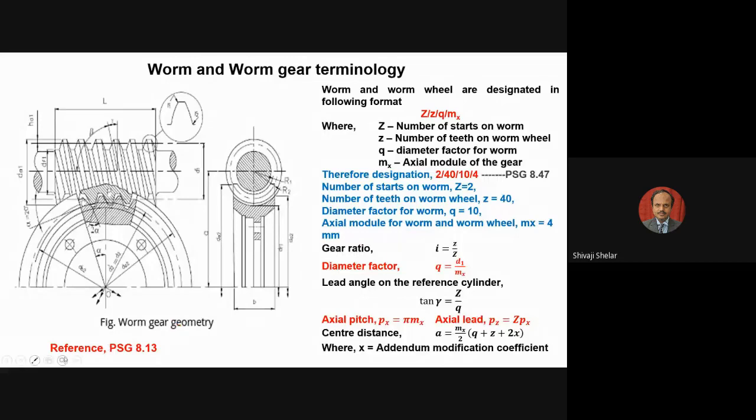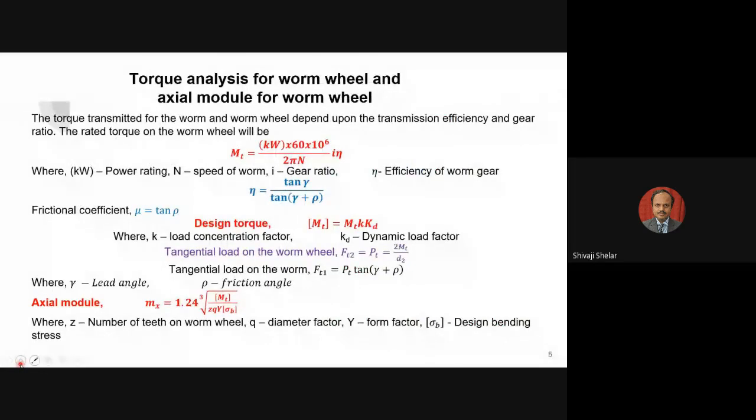Let's go to the further calculation, how we can use this terminology in the design process. Now we are going for the force analysis, torque analysis. Let's understand how we do the torque analysis in the worm and worm wheel, for the worm wheel and axial module. How do we calculate torque? For the torque we are transmitting, we know the power in either kilowatt or HP. Let's say we know the power in kilowatt.